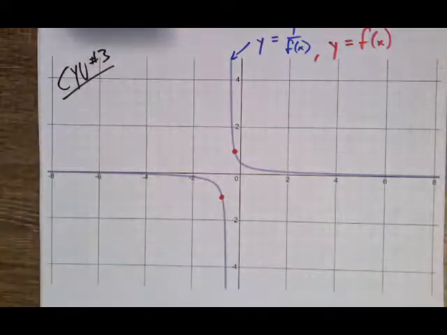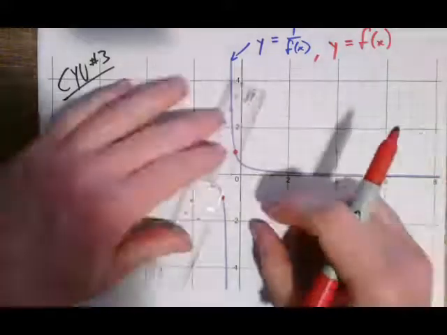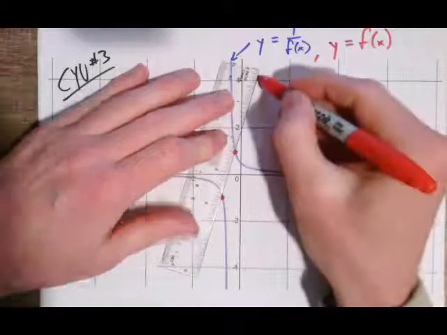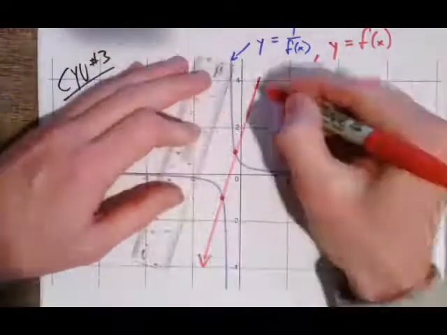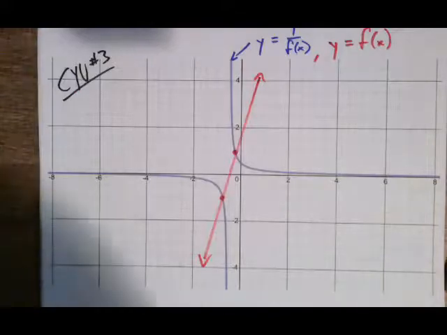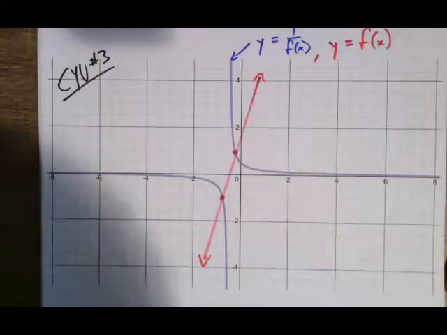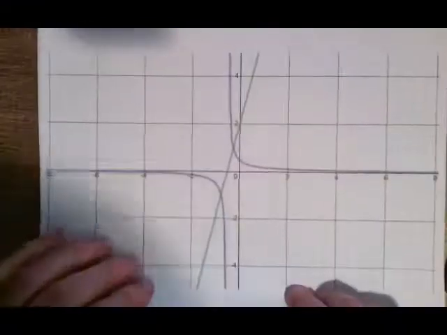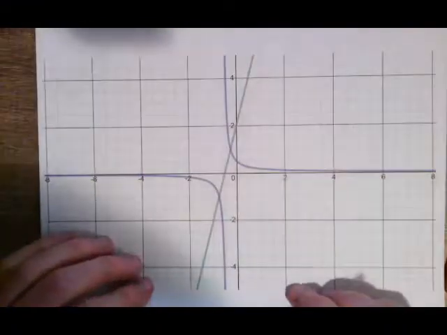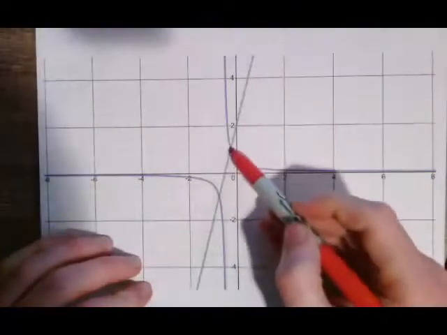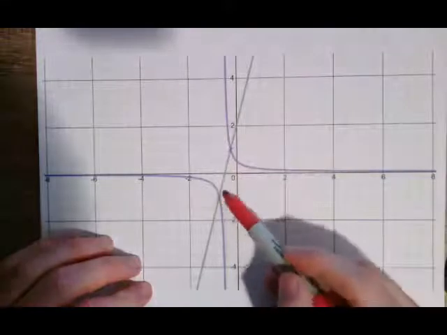The question says, use the graph of this to graph the linear function of that. Should say sketch. All you do, that's it. That's all you do. This is the cleaner version on Desmos. See? It goes through 1 and negative 1.